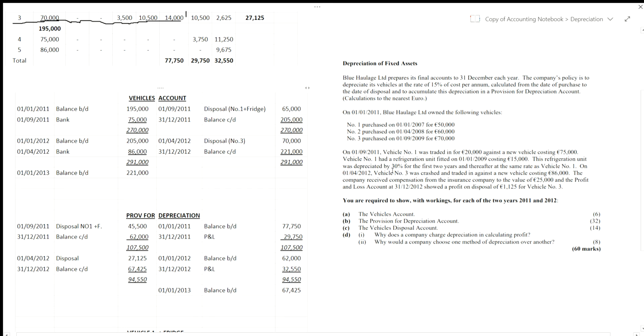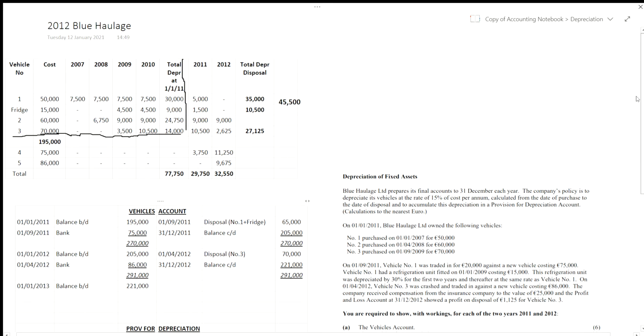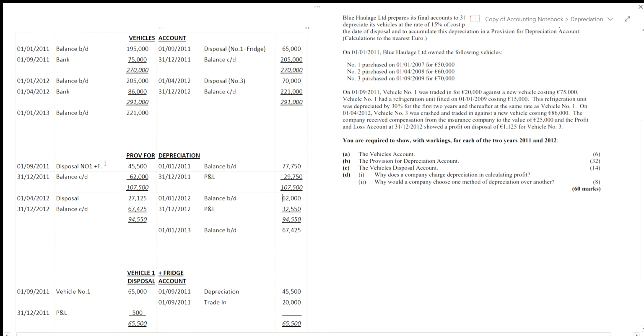I sold vehicle number 3. So let's scroll up here. Vehicle number 3 is here. What was the total depreciation? Total depreciation for vehicle number 3, 27,125. So let's go down here. Vehicle number 3, total depreciation. Just going to get this in here. Total depreciation for vehicle number 3 was 27,125. I just sold that vehicle, so let's debit that figure just to get rid of it. Let's take it away from the 62 grand.